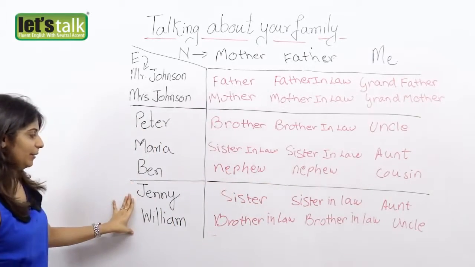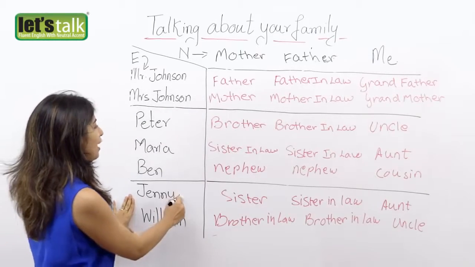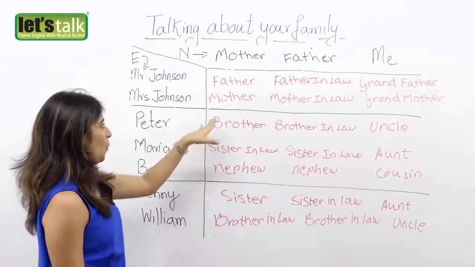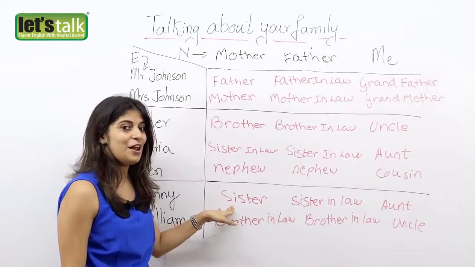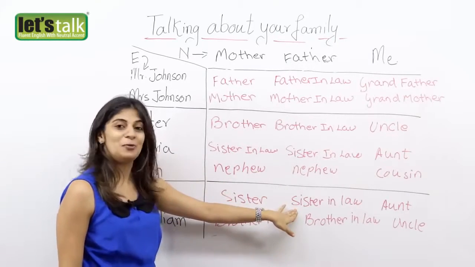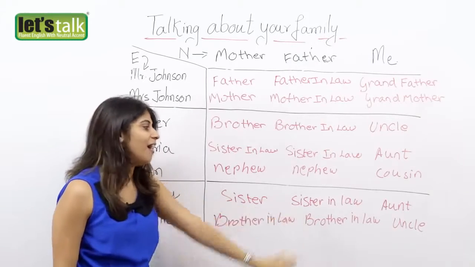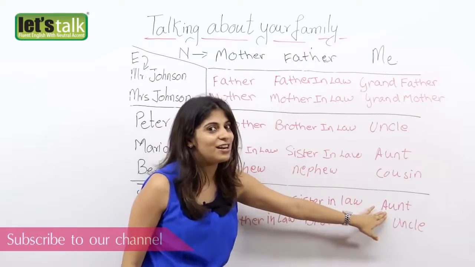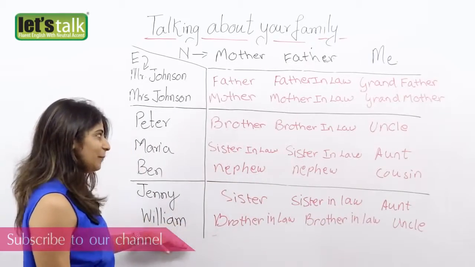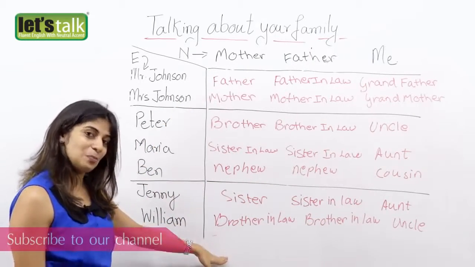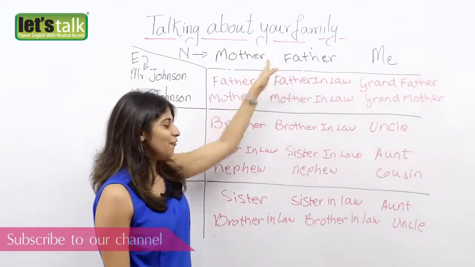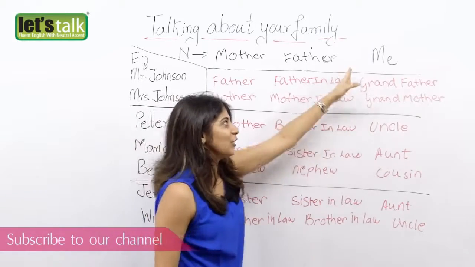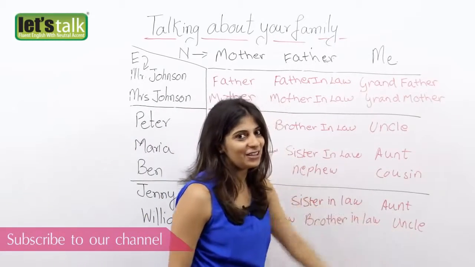And Jenny and William, let's assume that Jenny is your mother's sister. So Jenny would be her sister. For your father, she would be his sister-in-law. And for you, she's going to be your aunt, a maternal aunt. Whereas William would be your mother's brother-in-law. For your father, again, he's going to be his brother-in-law. And for you, he's going to be an uncle.